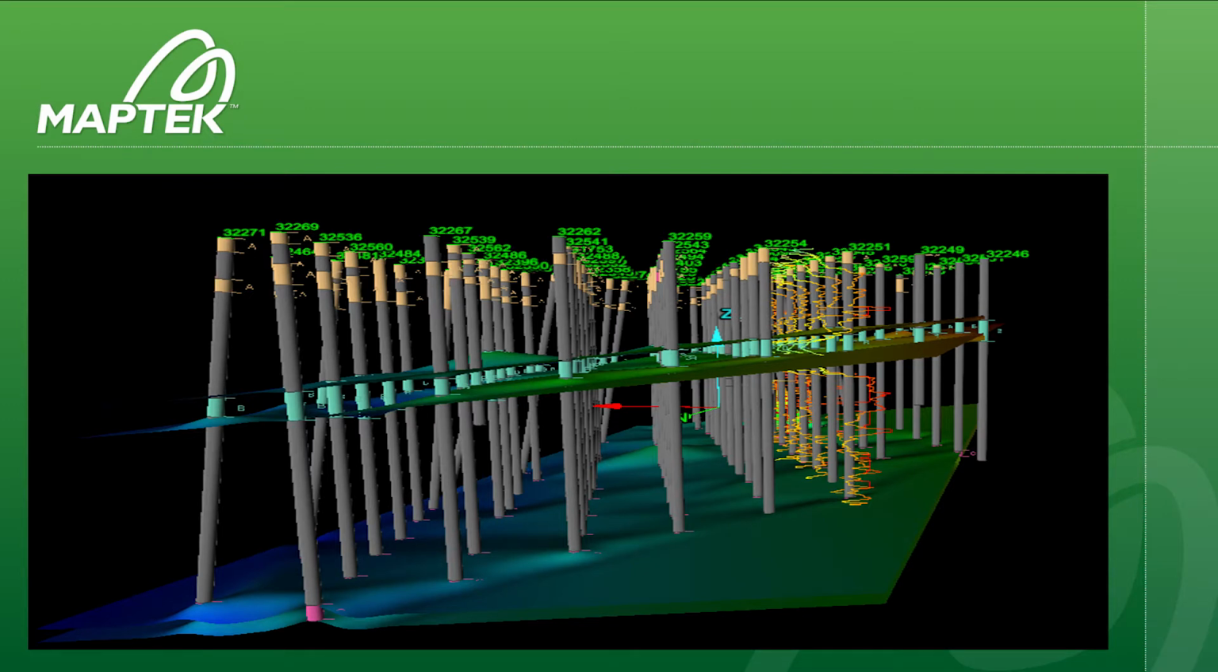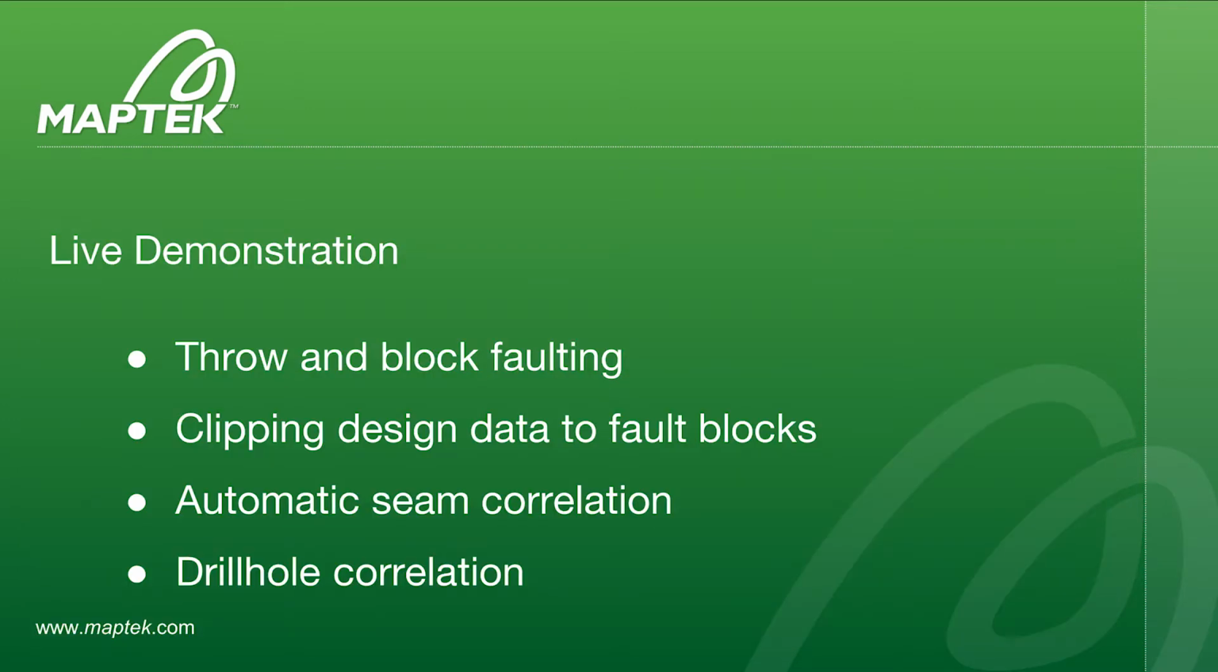Today we're going to have a quick look at a few bits in Vulcan and a few bits in Eureka that are coming out around about the same time. We're aiming for the middle of the year for version 11 of Vulcan and version 5 of Eureka. The top two, throw and block faulting enhancements and the clipping design to fault blocks, are on the Vulcan side of things, and then the bottom two will be on the Eureka side of things.